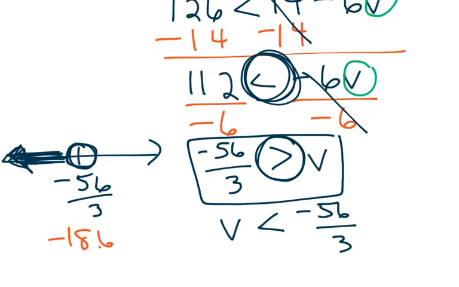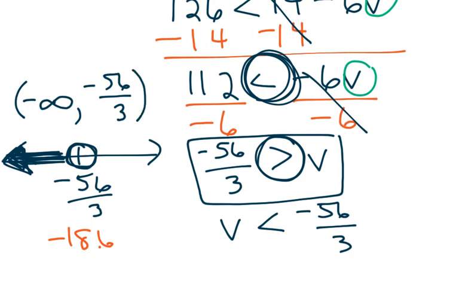If I'm asked to write that in interval notation, you read a graph from left to right. So I'm going to be starting here, coming from negative infinity. Now remember, infinity always has the parentheses. And it's going to end at the negative 56 over 3, which has an open circle, so that also has parentheses. Remember, if it was closed, it would be a bracket, but because it's an open circle, it has parentheses.